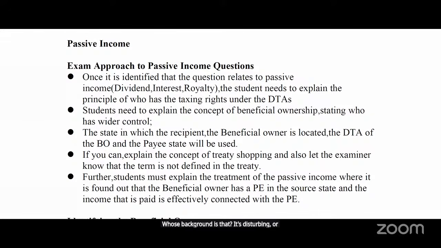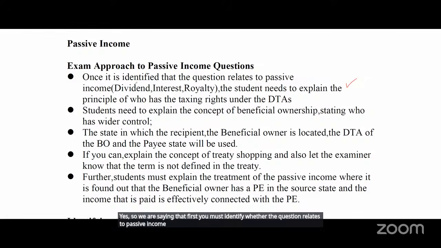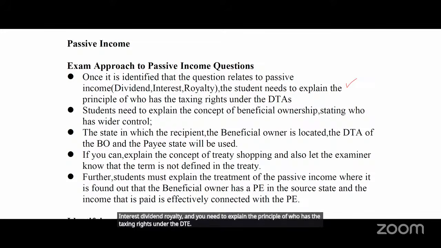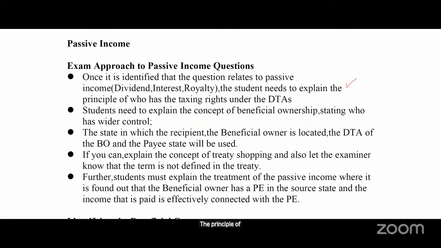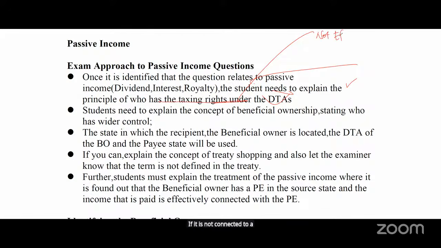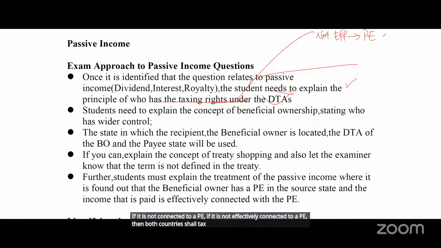So we are saying that first, you must identify whether the question relates to passive income: interest, dividend, royalty. And you need to explain the principle of who has the taxing rights under the DTA. And for taxing rights on passive income, I taught you some rule. What's the rule? If it is not effectively connected to a PE, then both countries shall tax it. Do you remember? Limited taxing right. Do you remember?